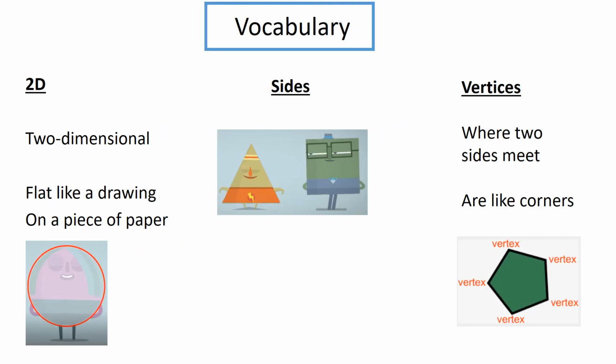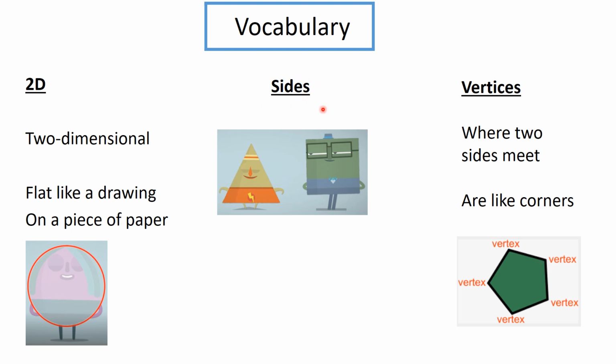Okay, so before we start our lesson, we're going to have a quick look at some vocabulary that we're going to be needing for our learning today. So the first word is over here, 2D. Now, what does 2D mean when we say 2D shape? 2D stands for two-dimensional, and a 2D shape is a flat shape, so it's flat like a drawing on a piece of paper, for example. And down here you can see a shape. I'm not going to name it right now, but this is a 2D shape because it is flat.